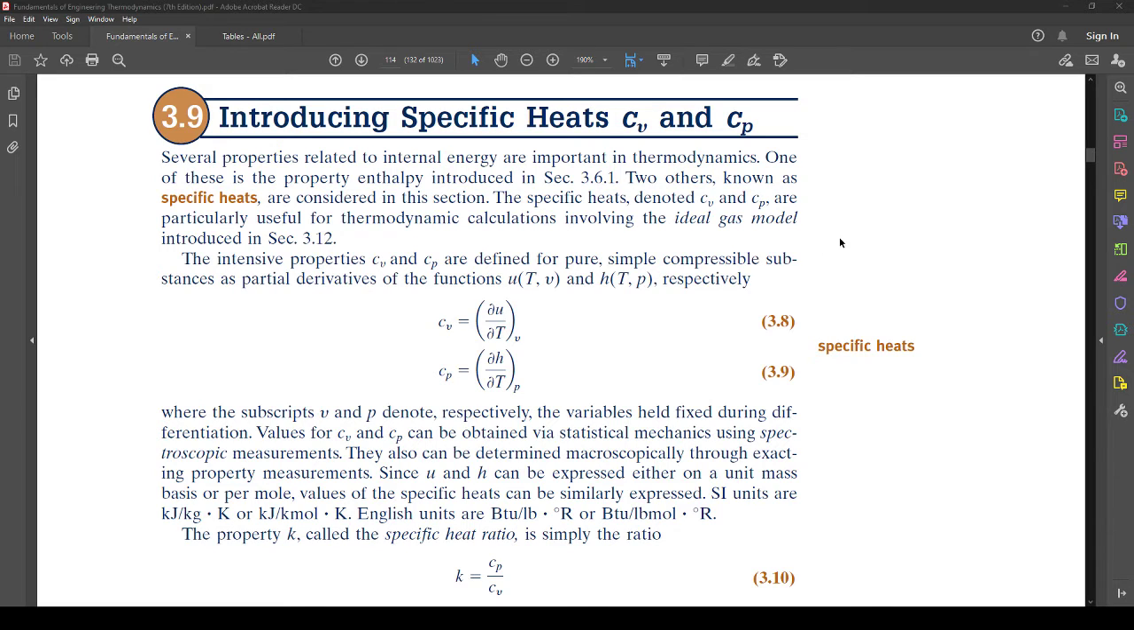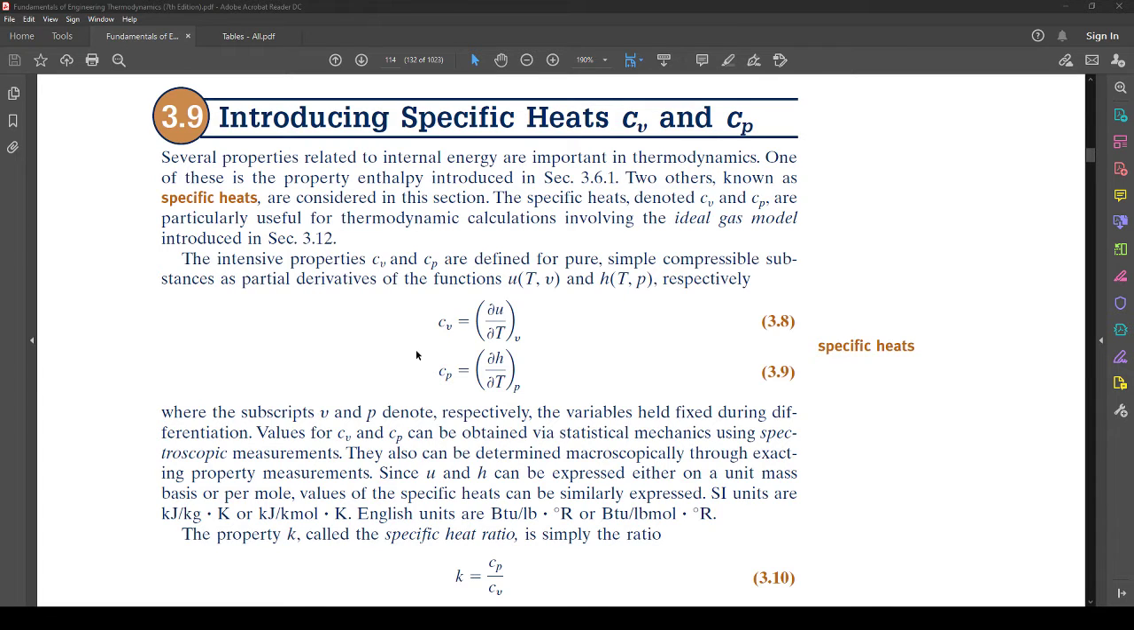It says several properties related to internal energy are important in thermodynamics. One of these is the property enthalpy, which we just talked about, right? Which is H equals U plus PV. So it's the internal energy of the fluid plus the work of the fluid. Two others, known as specific heats, are considered in this section. The specific heats, denoted C sub V and C sub P, are particularly useful in thermodynamic calculations involving the ideal gas model introduced in section 3.12, which is later, right?